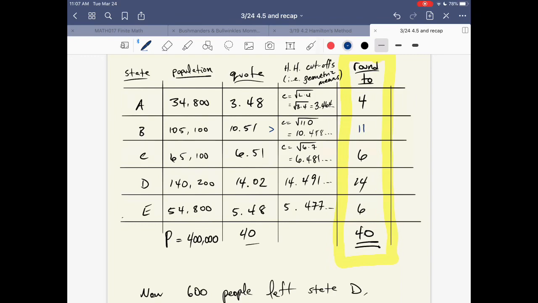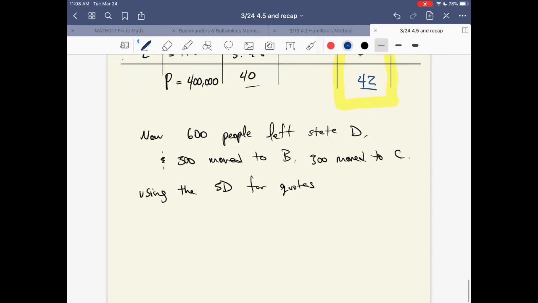I'll put it in blue so you see what's changed. And similarly, C was now 6.51, bigger than 6.481. And so C is also going to get rounded up to 7 now. And D, which was already rounded down, is still rounded down and nothing changes. But look what happens. We just added 2 new seats to our apportionment. And so if we sum all of these things up, now we should get 42. Weird. Well, we can fix this. This isn't the end of the world.